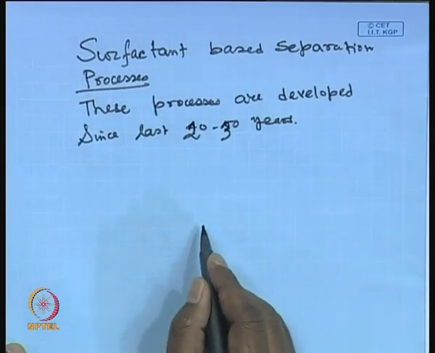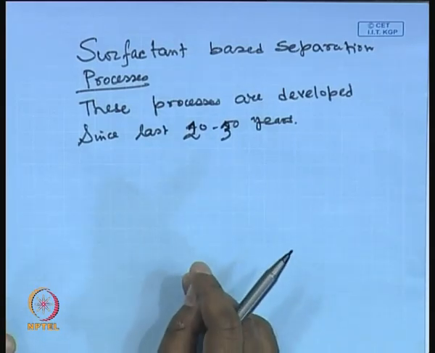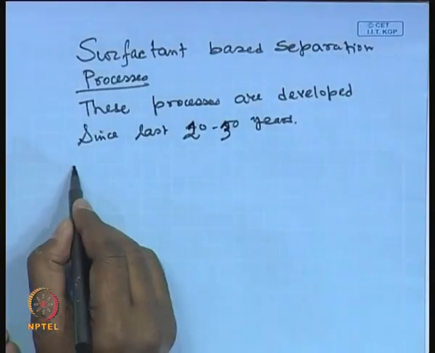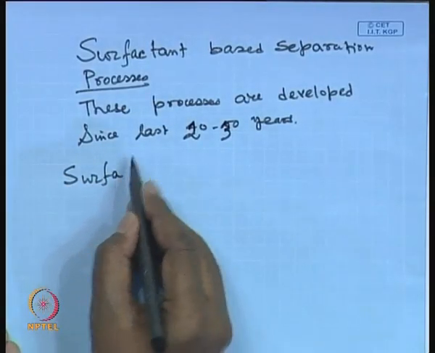And it has been found that in the laboratory scale they are highly feasible, but in the plant scale or the pilot plant scale the research is ongoing on how to implement them and how to scale them up. Now, the efficiency of these surfactant based separation processes depends on the typical properties of the surfactants. So, let us look into what a surfactant is. A surfactant is nothing but a surface active agent.